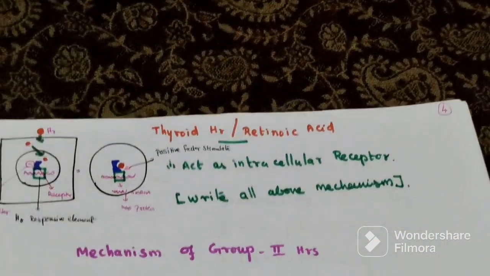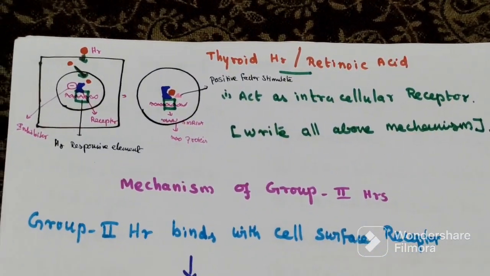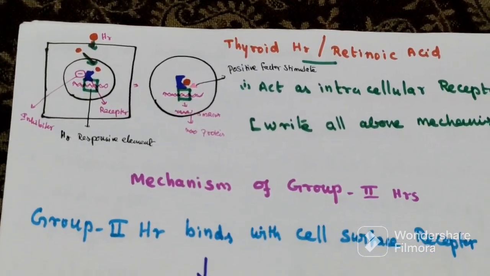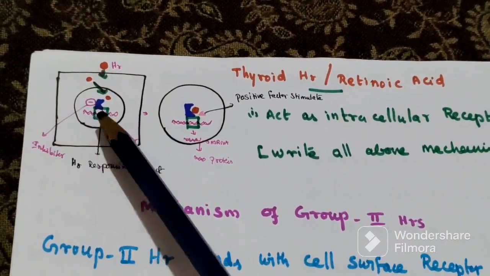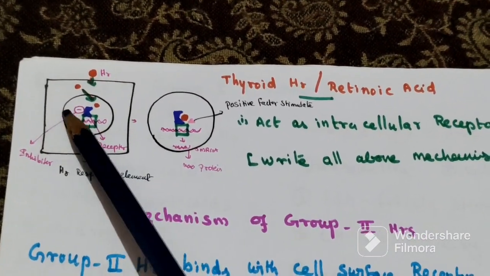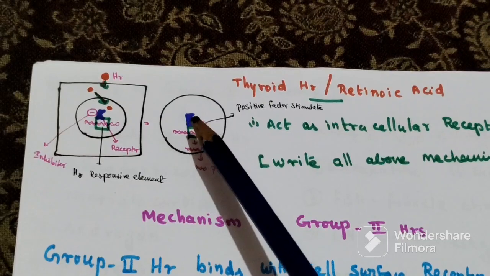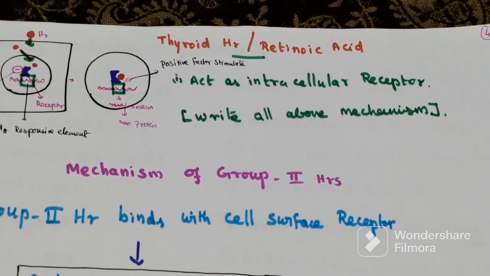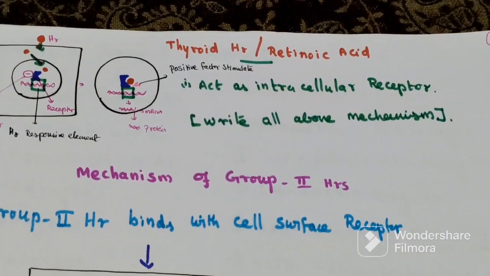In the case of thyroid hormone or retinoic acid, they have intracellular receptors. They cross the cell membrane, then enter the cytoplasm, then enter the nucleus and bind with the hormone responsive element. That negative effector gets detached, then it will activate a number of positive factors, which cause transcription, translation and synthesis of protein. It shows biochemical response. This is the mechanism of group 1 hormones.